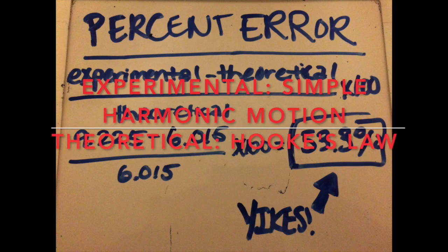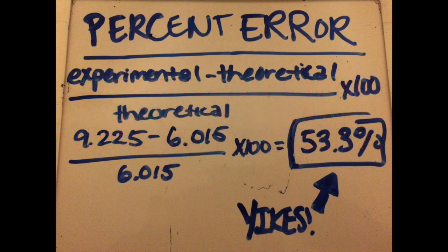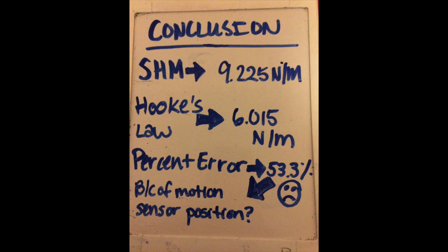The percent error is 53.3%, which is a very large percent error. In our experiment, we determined 9.225 newtons per meter as the spring constant using simple harmonic motion. We determined the value 6.015 using Hooke's law. We had a percent error of 53.3%. This may have occurred because of an error in the placement of the motion sensor under the spring during simple harmonic motion.